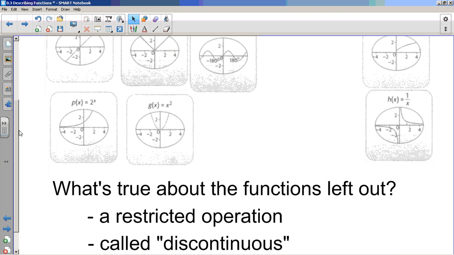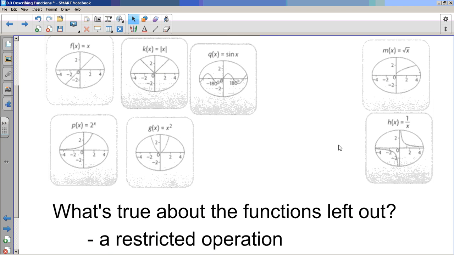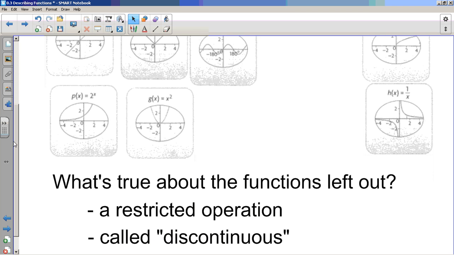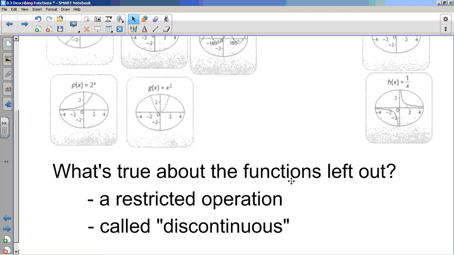Well, as it says here, there's a restricted operation. If I take the square root, I can't take the square root of any negatives. So that's why x can't be all real numbers, because x can't be negatives. Taking the square root is a restricted operation. Same thing as taking the reciprocal or dividing by x. I can't divide by 0. So there's a hole in this one where x can't be 0. Dividing by x is a restricted operation.